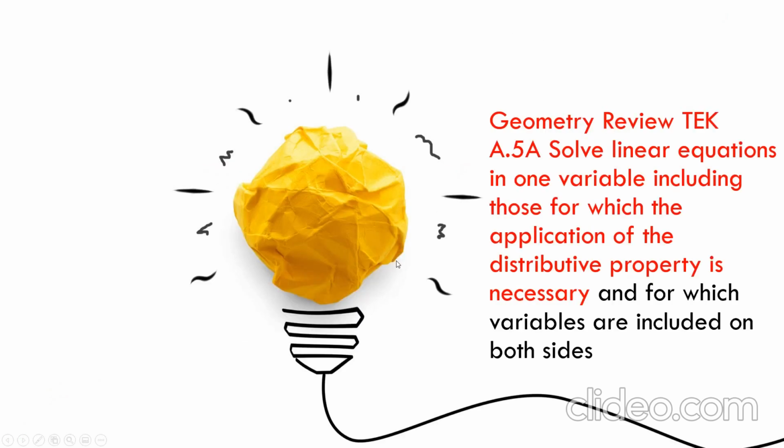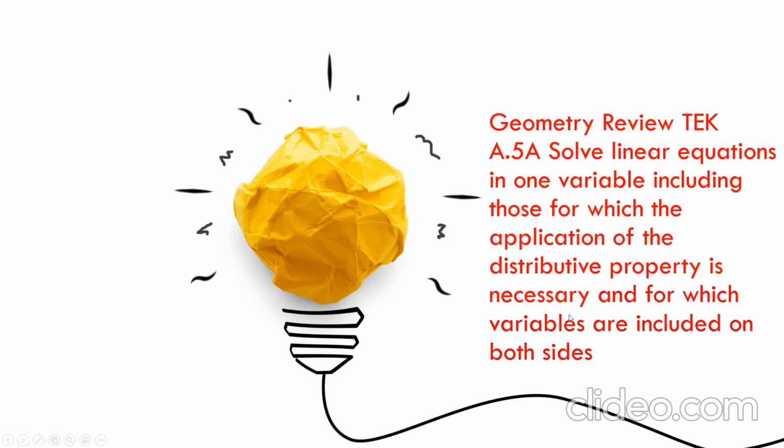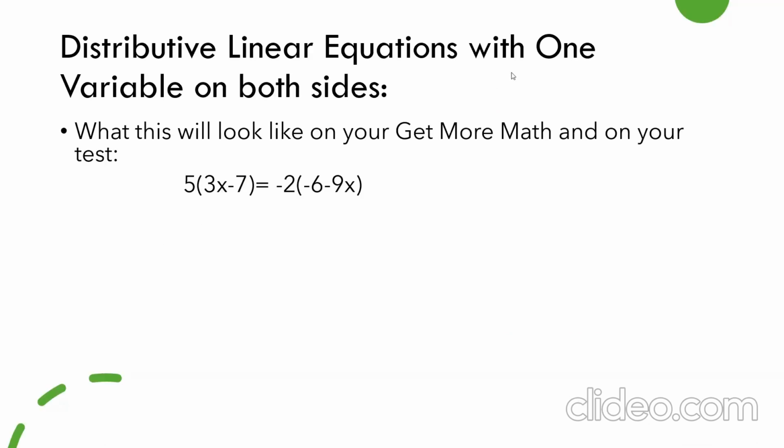The last part we have to worry about in our TEK is when we have the variables on both sides, the variables and the distributive property on both sides. So let's take a look at what that's going to look like on your math assignment and on your test. Take a moment to try and do this problem by yourself.